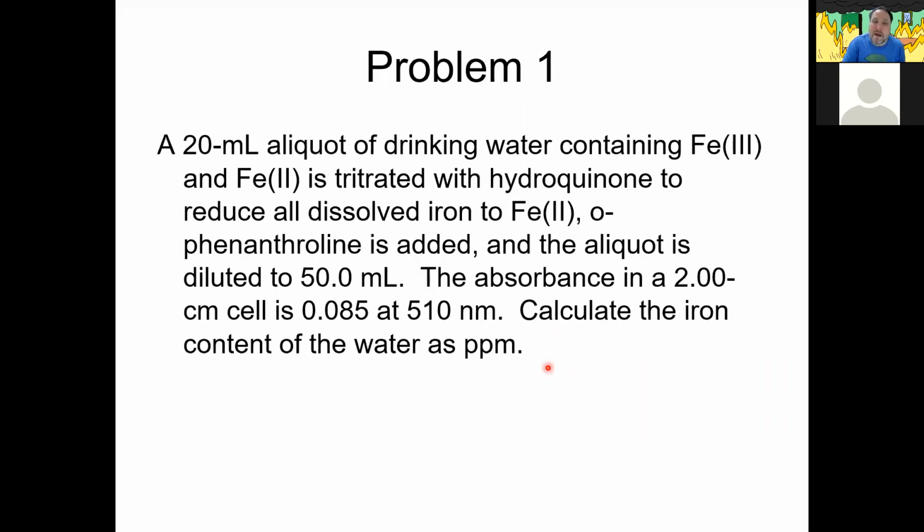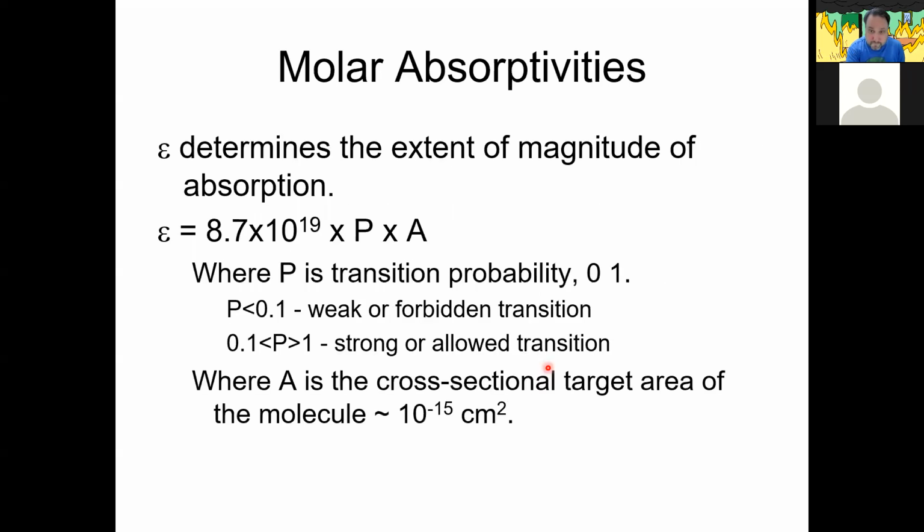A 20 milliliter aliquot of drinking water containing our iron 3+ and iron 2+ is titrated with hydroquinone to reduce all the dissolved iron to iron 2+. You add in the phenanthroline and then you dilute it again. The absorbance inside our cell is 0.085 at 510 nanometers. How much iron was in that water? Figure that out as ppm. Okay.